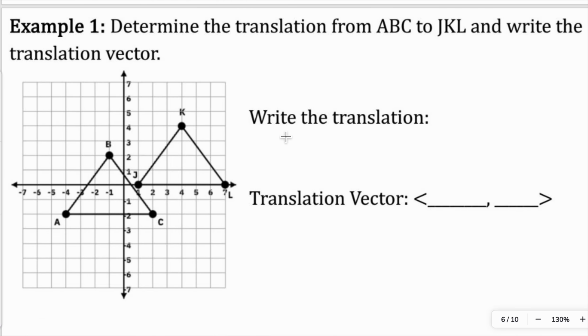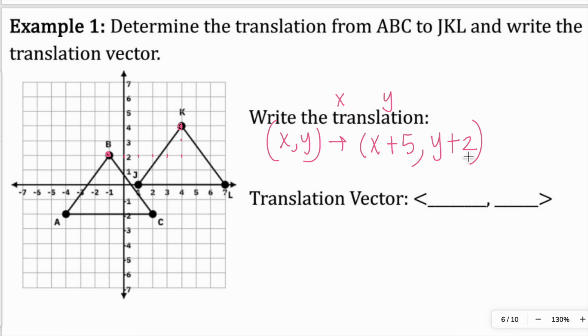So example 1 says, determine the translation from ABC to JKL and write the translation vector. So first, what I would do is I would find two corresponding points, like point B corresponds to point K, and I'm going to first decide my translation would be an X, which is left or right movement, and then my Y. So it looks like I'm going to go to the right, 1, 2, 3, 4, 5. So I'd be seeing X plus 5, and then I went up 2 points. That'd be y plus 2.